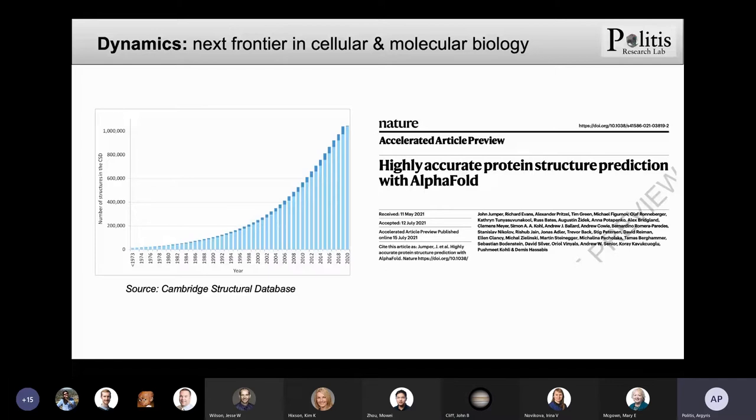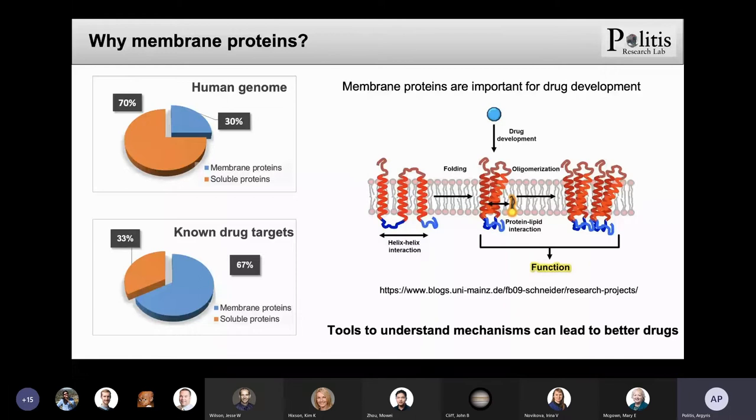So, why are we interested in membrane proteins? Membrane proteins code for about a third of the human genome, but they are the targets of about two thirds of known drugs. So membrane proteins are very important for drug development. Their function is modulated both by substrates and drugs, but also by the surrounding environment, that's the interactions with lipids which surround these membrane proteins. So building tools to understand the mechanism of membrane proteins can lead to a better understanding of how drugs move and how drugs function, and that can eventually lead us to design better and more rational drugs.